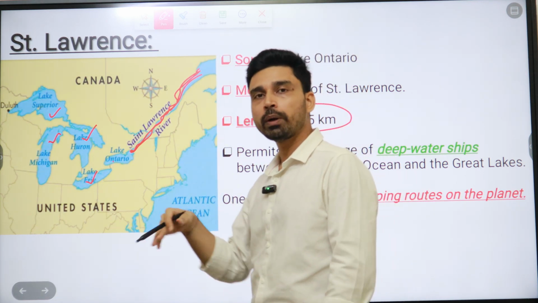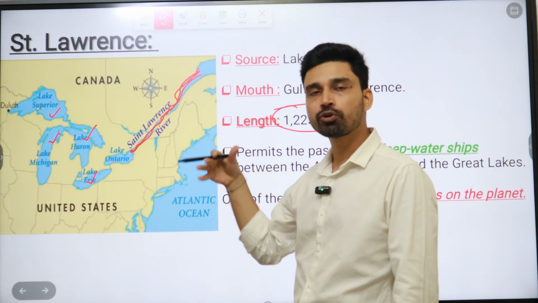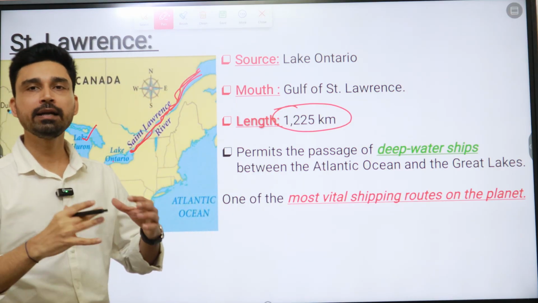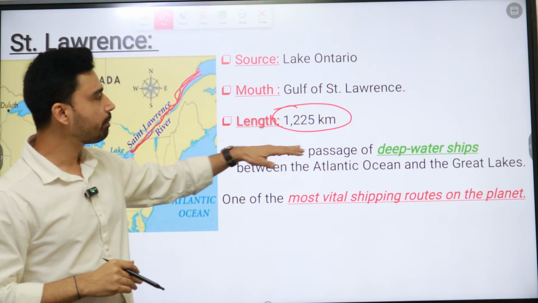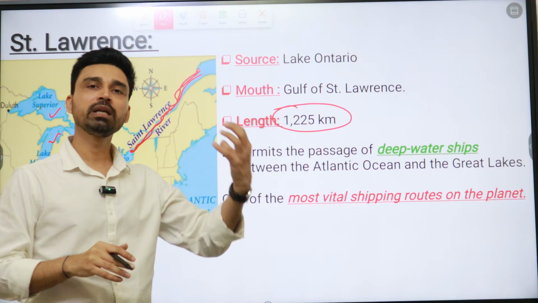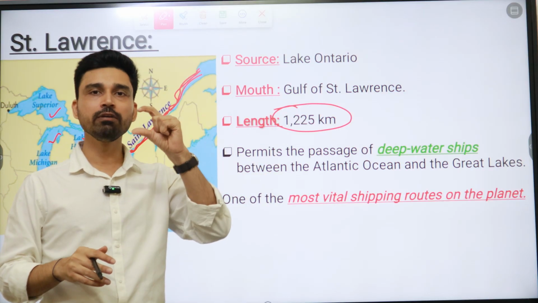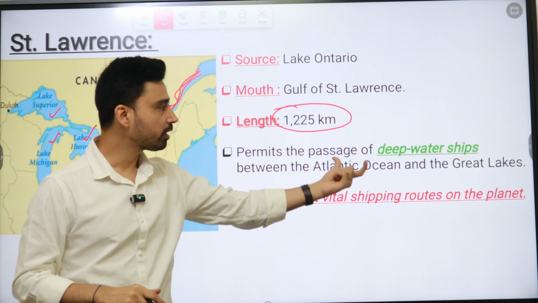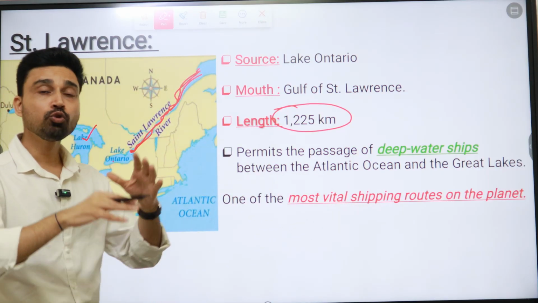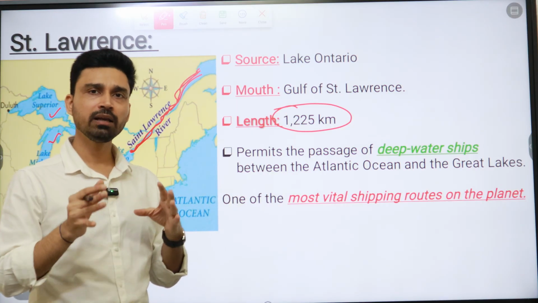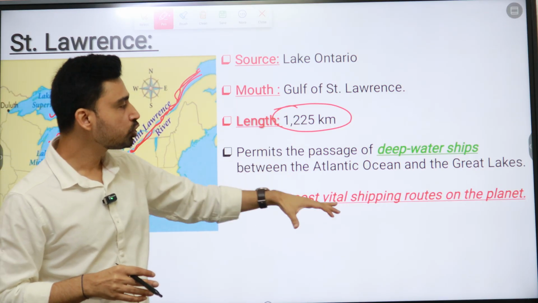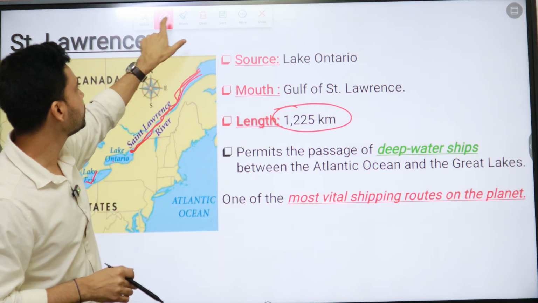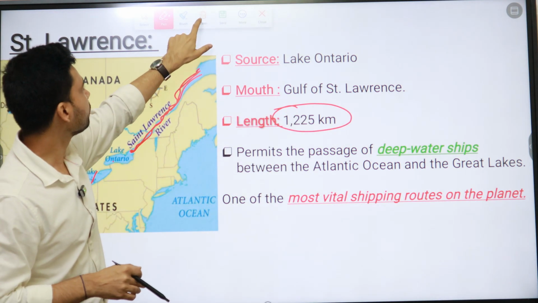And that is the reason why it is much easier and cheaper to transport even bulkier items, that has helped industries in earning a handsome profit. So it permits the passage of not only shallow water ships but even the deep water ships, because the draft level, that is the water level, always remains quite high here because of the presence of the Atlantic Ocean and the Great Lakes. Also, after the Suez Canal and Panama Canal, it is believed that it is one of the most vital shipping routes on the planet because of the large scale connectivity.